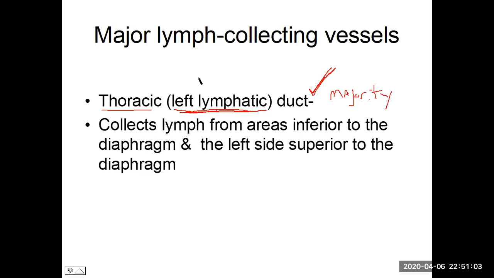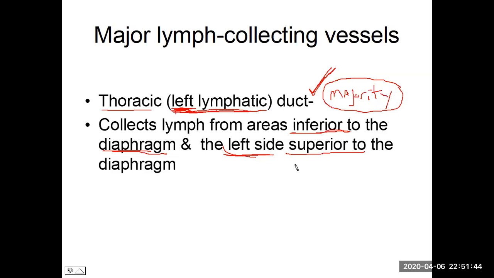And there's a great illustration. So you notice lymph from the areas inferior to the diaphragm. So right here, this is a large proportion of our body, all the area inferior to the diaphragm, but also superior to the diaphragm. However, as the name implies, left lymphatic duct, only the left side, superior to the diaphragm. So again, the majority of our body's lymph, everywhere below the diaphragm and the superior left side, most of the lymph is going to flow through this thoracic duct.